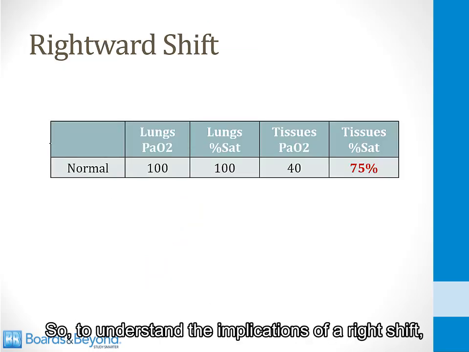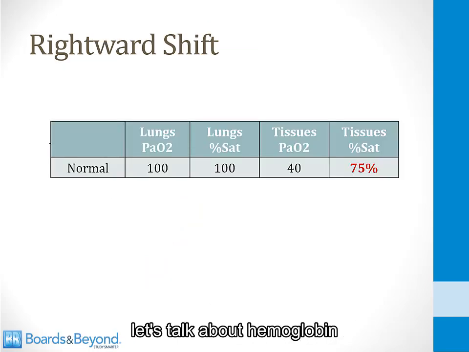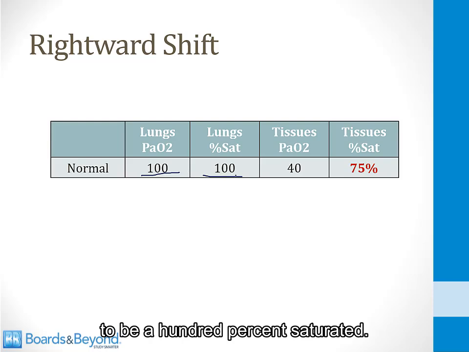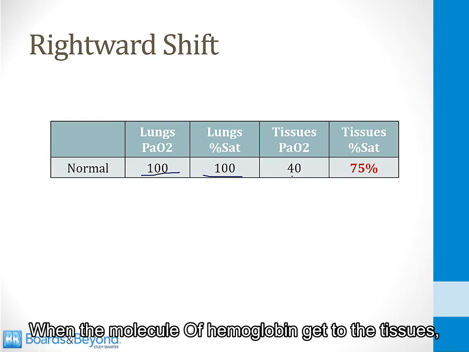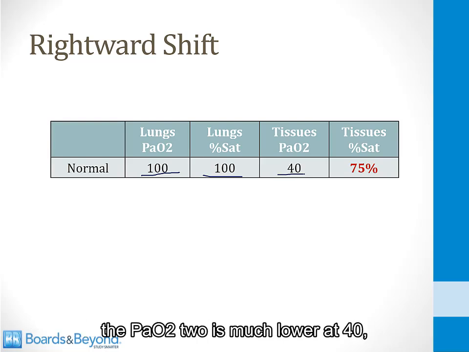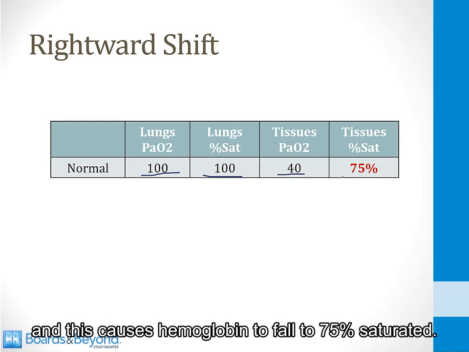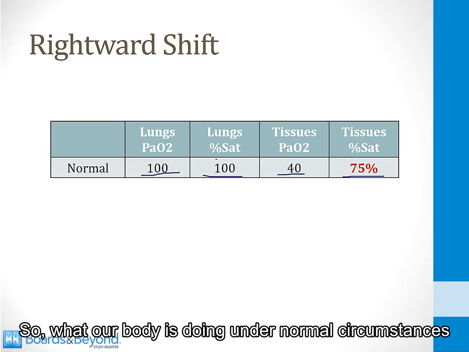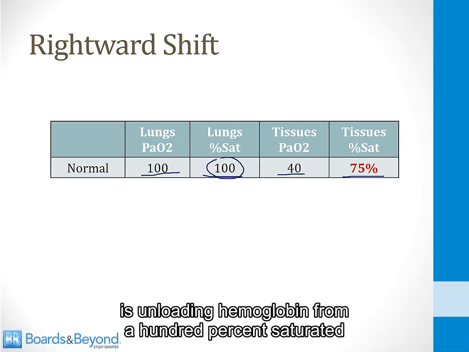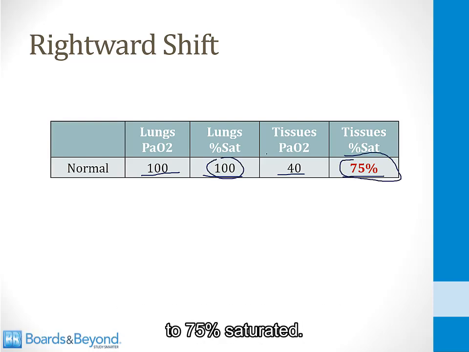So to understand the implications of a right shift, let's talk about hemoglobin under normal circumstances first. Under normal circumstances, the partial pressure of oxygen in the lungs is about 100, and this causes hemoglobin to be 100% saturated. When the molecules of hemoglobin get to the tissues, the PaO2 is much lower at 40, and this causes hemoglobin to fall to 75% saturated. So what our body is doing under normal circumstances is unloading hemoglobin from 100% saturated to 75% saturated.